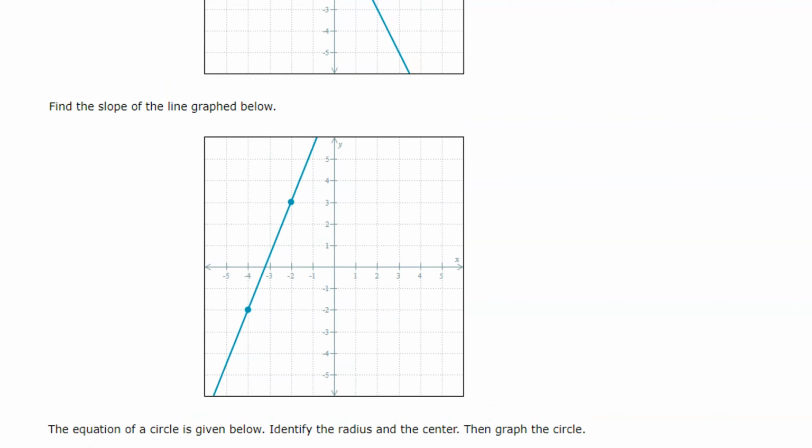All right, let's try this guy. So find the slope of the line. We're going to start here and we're going to end here. So we have to go up 1, 2, 3, 4, 5. So an up 5. And then to the right 2, right 2. So that's +5 over +2, which makes +5 halves.